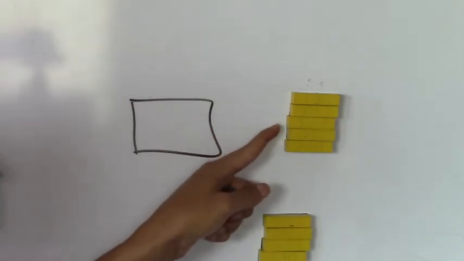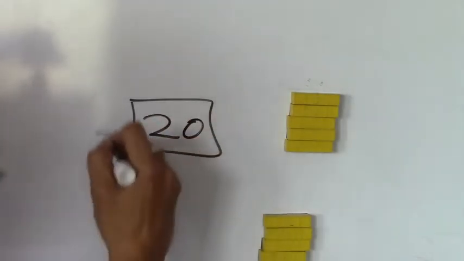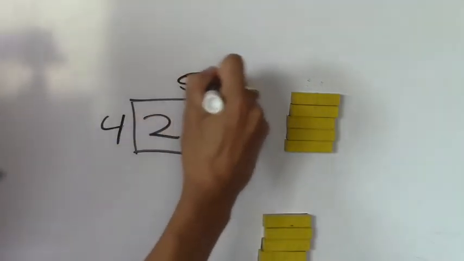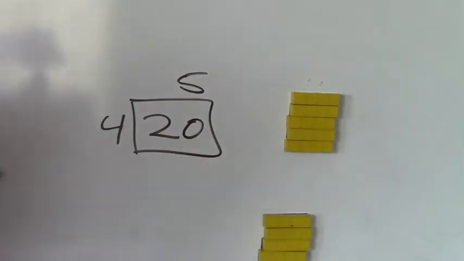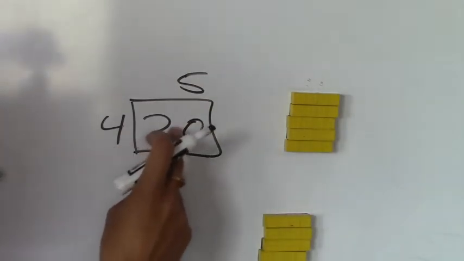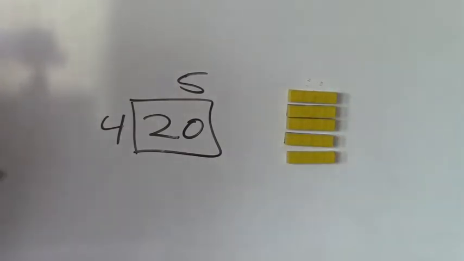4, 8, 12, 16, 20. All right, so this whole thing is 20. One side's 4, this side's 5. You see that? There's my 4, then 5 down. And I can see 4 is contained in 20 five times. What am I counting? I'm counting 4s. There's all 5 of them. Let's get these guys out of here.